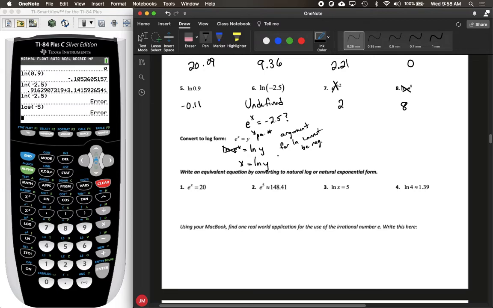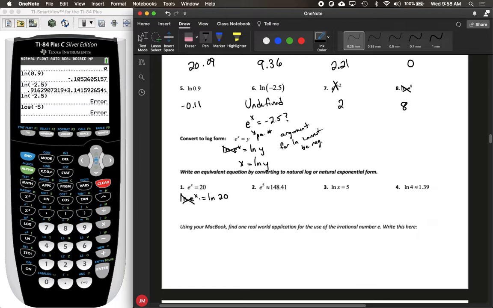That's what's known as the inverse property of logarithms, and that's how you can use it to convert from exponential to logarithmic form. So let's do a couple problems practicing that. Starting with number 1, if we have e to the power of x equals 20, then we can take the natural log of both sides of our equation.